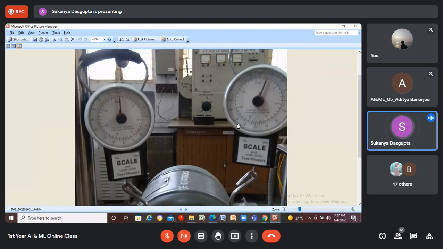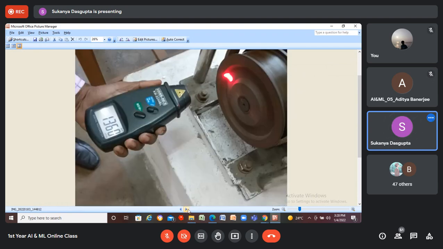Now it is 1.75. So at this situation, the speed is 1360. Speed is 1360. Okay. And armature current is 1.4.